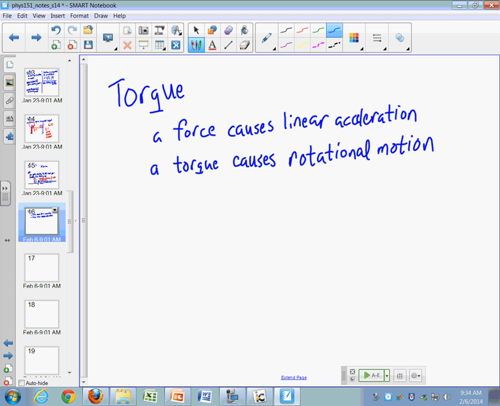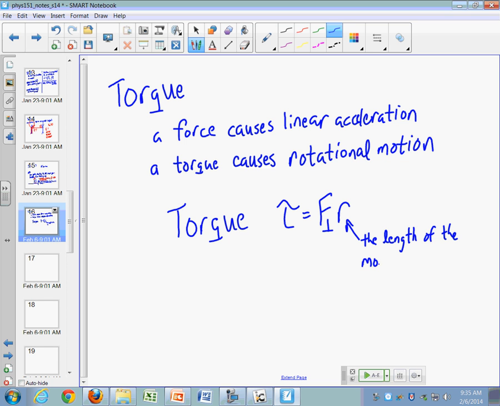All right? We're going to define torque. We're going to use the Greek letter tau. It looks like a T, sort of, with a squiggly line on the top. The torque is equal to the force times the length of the moment arm. And in particular, this force is perpendicular. So I'm going to put a little upside down T. That just means that the force is perpendicular to the moment arm. This is called the length of the moment arm. And this is the perpendicular force.